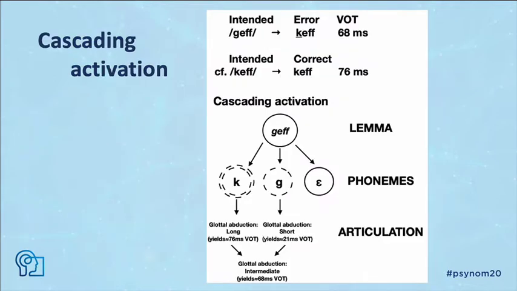Trace effects are predicted by models that have cascading activation. This is a kind of interaction across levels in which multiple candidate representations activated in one process can influence outcomes in a process downstream. Here, the cascade from both K and G produce a trace effect, resulting in a K sound that's not a canonical K, but more of a blend between both K and G.